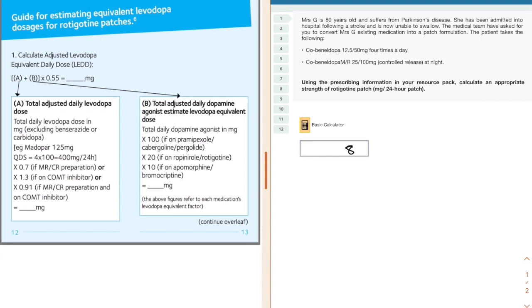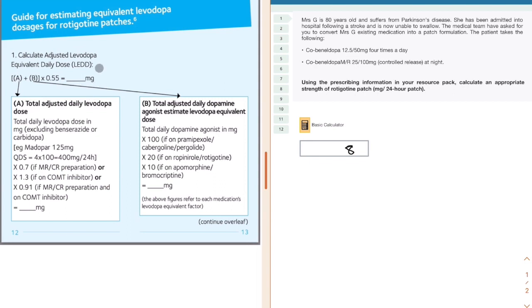So the way I tend to teach my pre-regs is when we have a calculation question like this where we're converting a Parkinson's patient from levodopa over to a patch formulation, we use the 4-stage technique A, B, C, D. So if you look on the left here, you've got the resource pack, and the resource pack talks about doing various calculations.